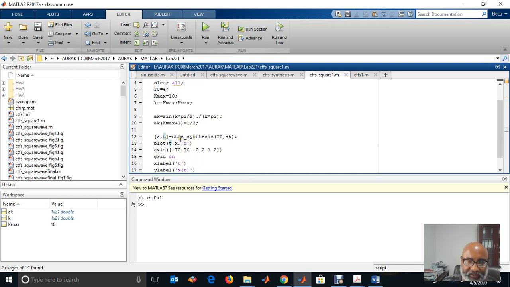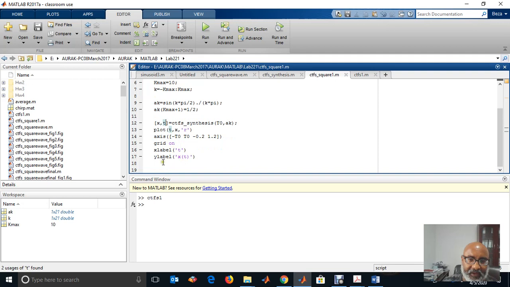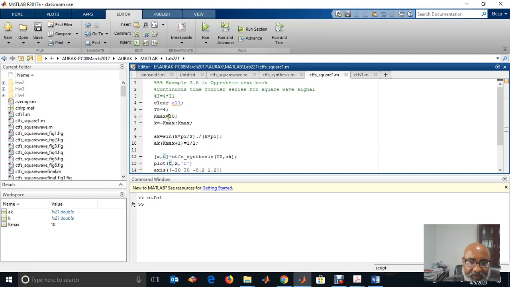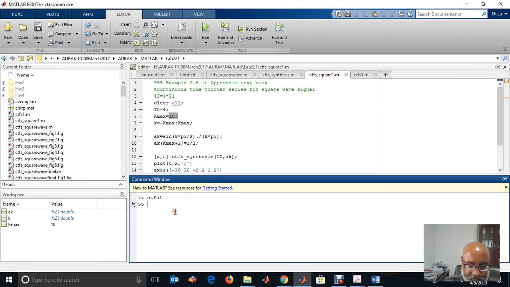Then I can plot x of t as a function of time, and I can give axis labels, x label, y label, and axis interval also. So here I will plot it for the first time for k max 10, and we will see how it looks like. So my script is CTFS square 1. Okay, CTFS square 1. So let's clear first. This clear.